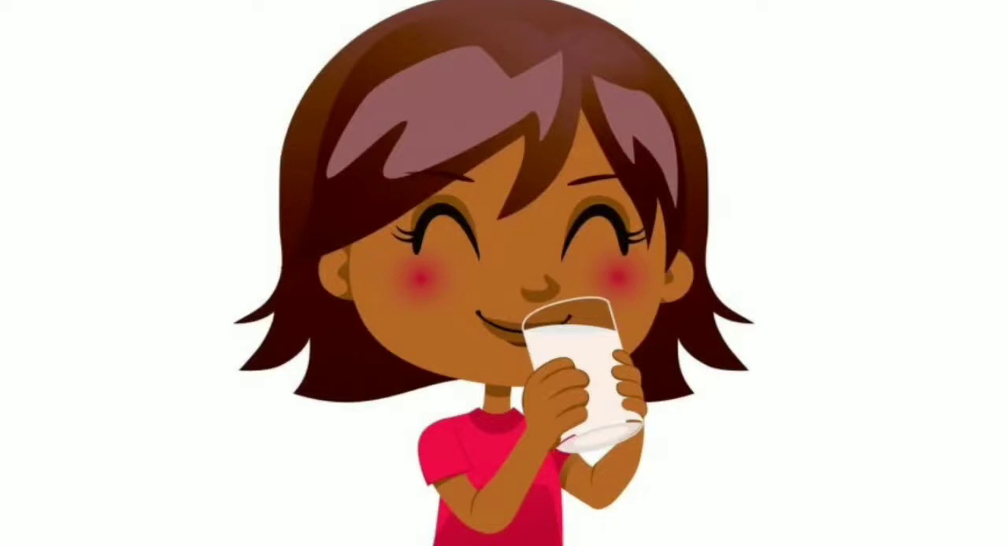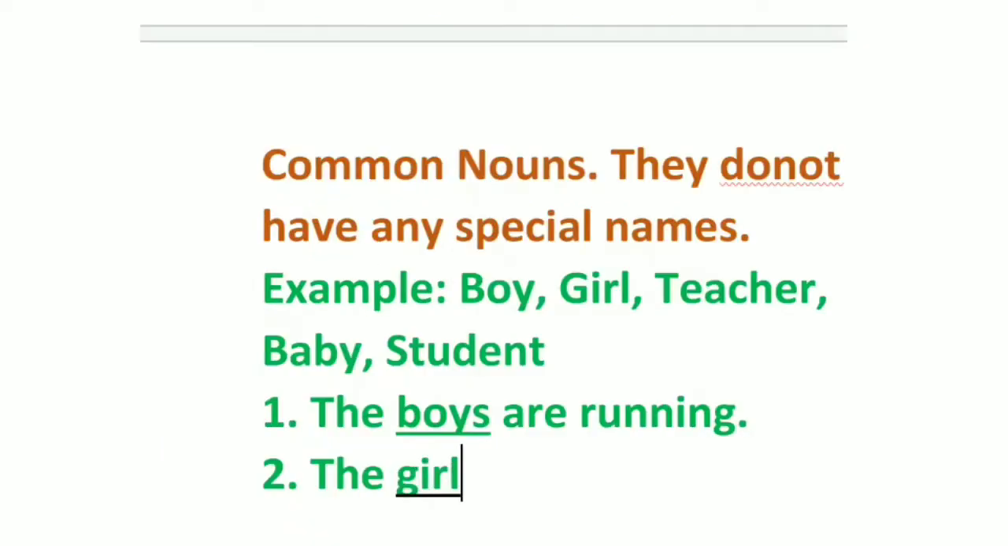What can we see here? The girl is drinking milk. Let's write down the sentence: The girl is drinking milk. What would be the common nouns here? The common nouns are girl and milk, because we don't have special names for them.